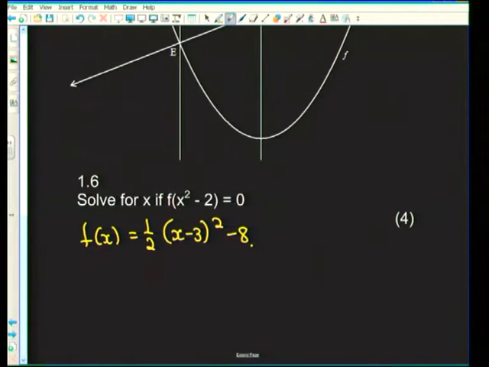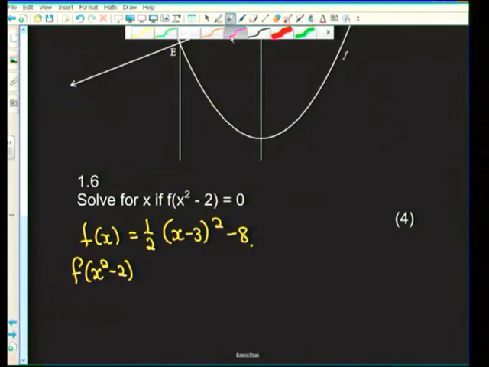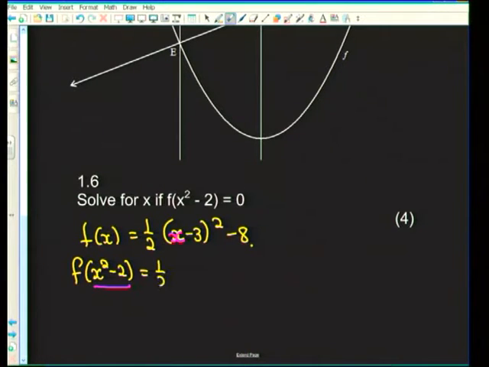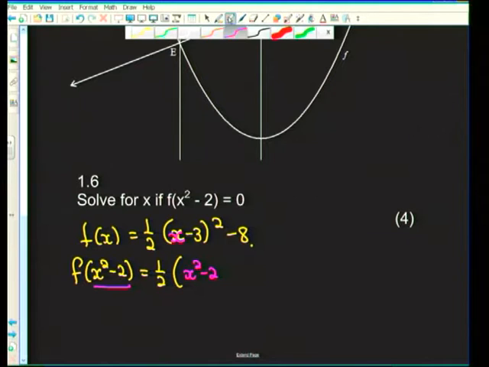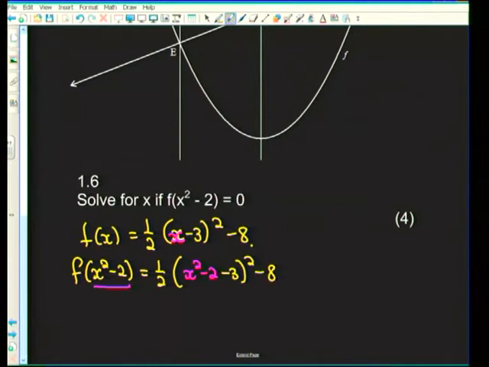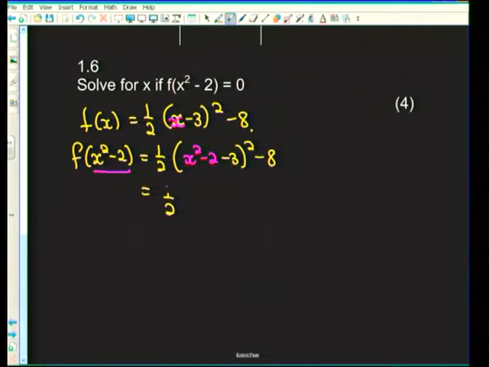So if we go over here and we say, what is f of x squared minus 2? Well, we know wherever there's an x, I'm going to put that. So this x here is going to be replaced with that value. So it's a half. Open the brackets. In place of the pink x, you're going to write x squared minus 2. And then the rest of the yellow equation will apply. Minus 3 squared minus 8. Right, so if we look at that, we now have a half x squared minus 5 all squared minus 8.